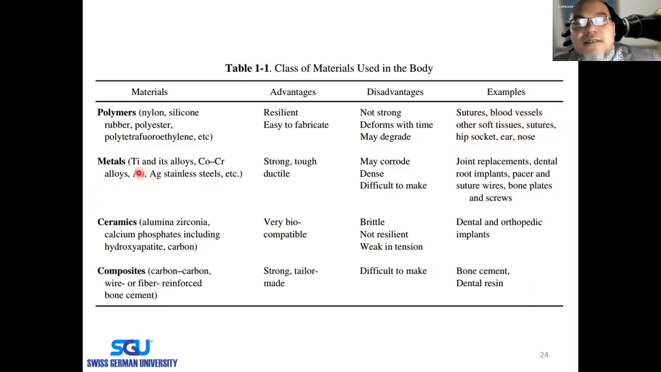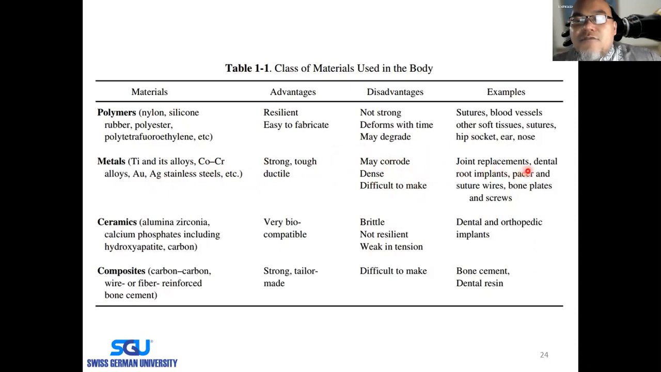Metals like titanium and its alloys, cobalt, chromium, gold, silver, stainless steel, they are strong and tough and ductile. Ductile means they are formable. During the processing, they can be formed into various shapes. However, some metals may corrode with time. Corrode means reaction with the surrounding chemicals or compounds, forming oxide, for example, that may easily degrade and dilute in the blood. They are sometimes too dense, meaning very heavy, and also difficult to make. You need a special foundry to make such devices.